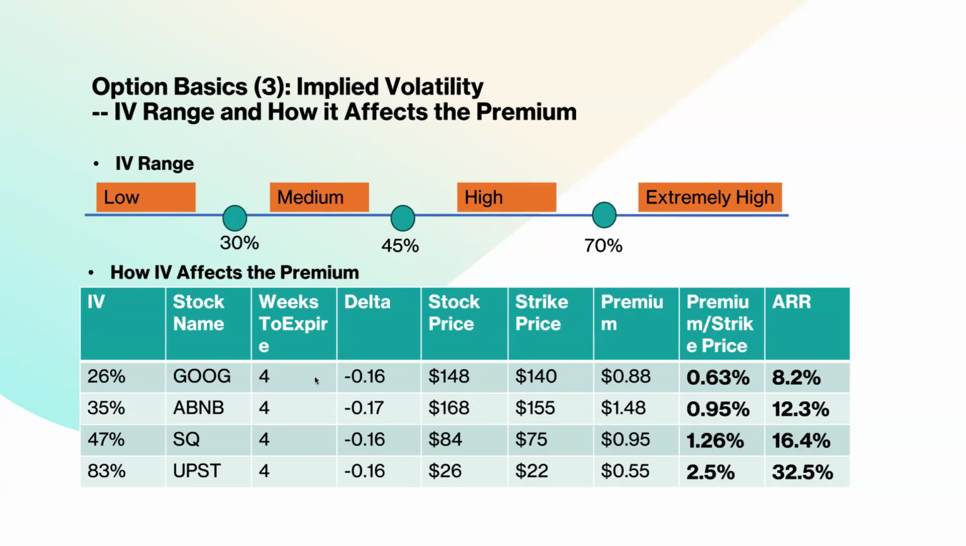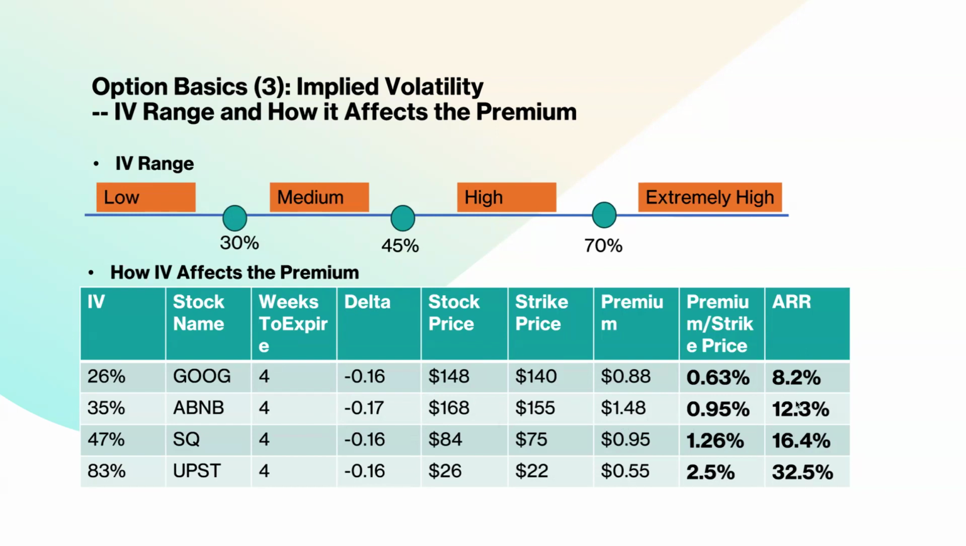In the second table, I show that for the same strategy, the expected ARR is very different for different ranges of IV. My strategy is to sell a put expiring at 4 weeks with delta minus 0.16, calculate the ratio between premium and strike price, and then multiply by 52 divided by 4 to get my ARR. So when the IV is low, your ARR is only 8.2%, like Google.